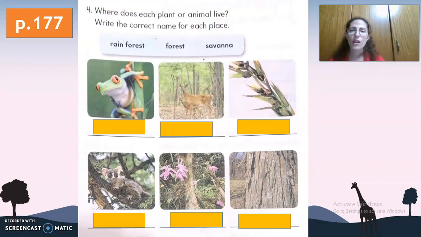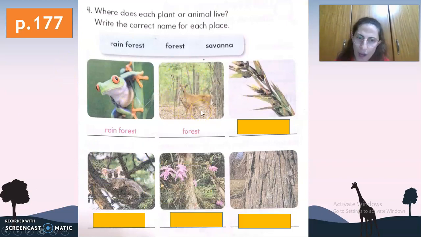Number 4. Where does each plant or animal live? Write the correct name for each place. We have rainforest, forest, savanna. Let's check and see. So first of all, we have the tree frog. Where does the tree frog live? Let's think together. Tree frog in a rainforest, correct. What about the deer? Where does the deer live? In a forest, correct.